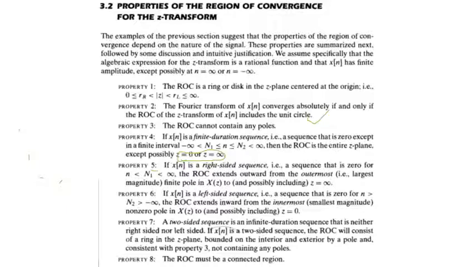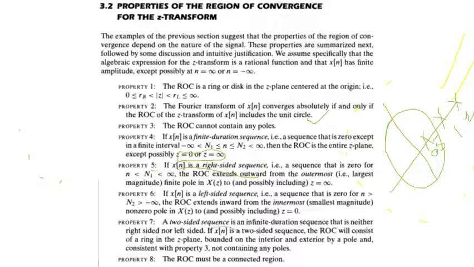Property 5: if a sequence x of n is right-sided, it is 0 for n less than 0. In that case, the ROC will extend from the outermost pole towards infinity. So if I have a pole at 0.5, a pole at 1, and a pole at 2, and these poles come from a right-sided signal, then my ROC will extend from the outer pole towards infinity.